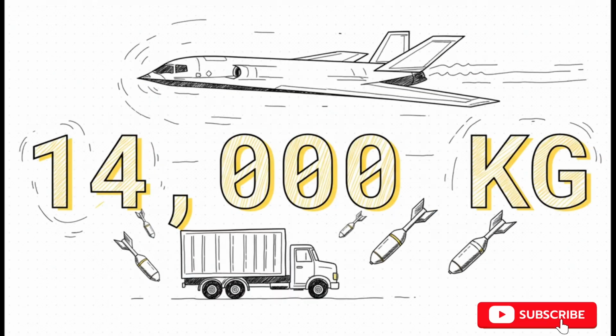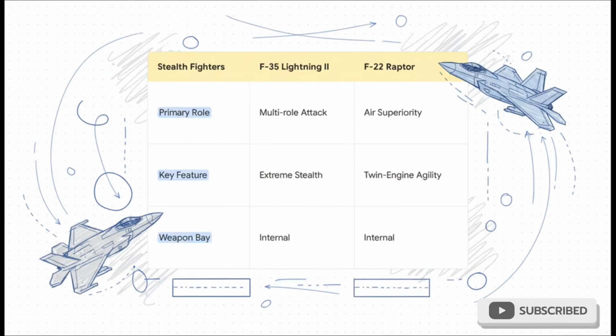And just to wrap your head around the B-2's power, look at this number, 14,000 kilograms. That is the bomb capacity of a single B-2 Spirit. The source notes that's heavier than a large truck, all delivered by one aircraft that the enemy literally cannot see coming. It's just incredible.